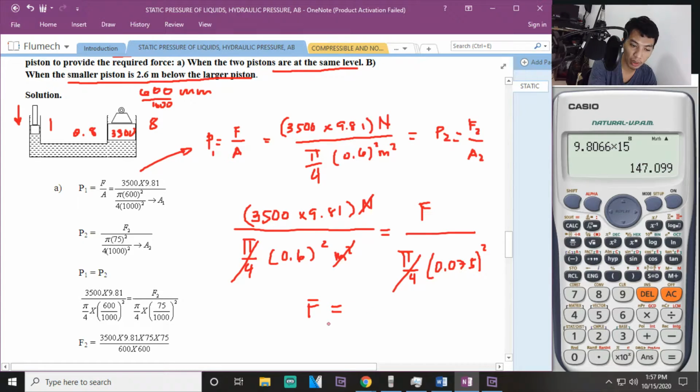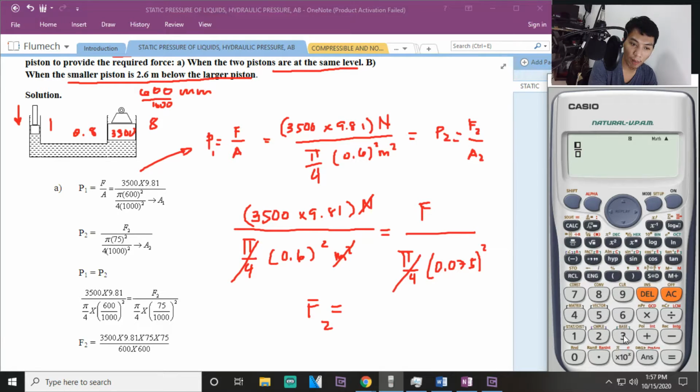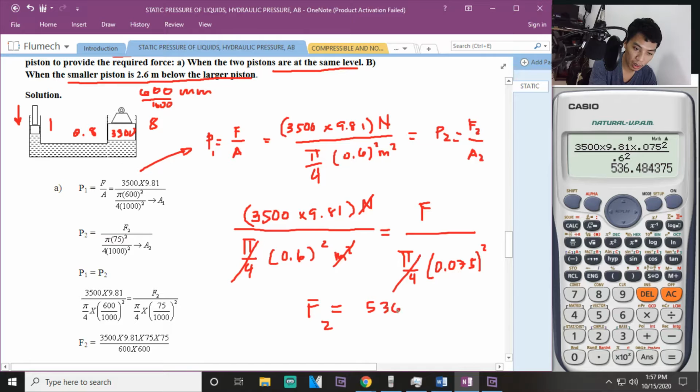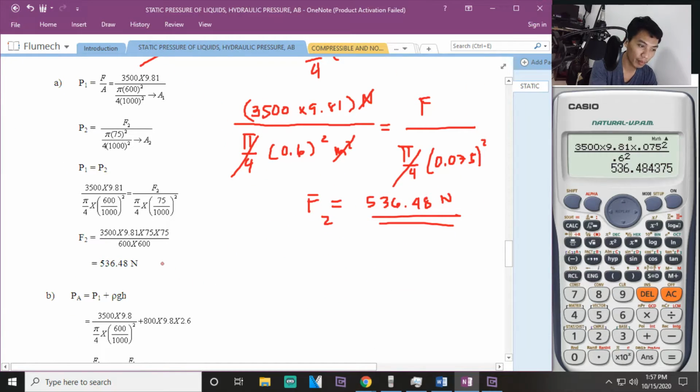Check na natin kung ano yung force at 2. Kung tama ba. Okay. So, 3,500 times 9.81 times 0.075 squared divided by 0.6 squared. Now, the answer will be 536.48 Newton. Check na natin kung tama. Okay. That is correct. Yun yung condition 1.